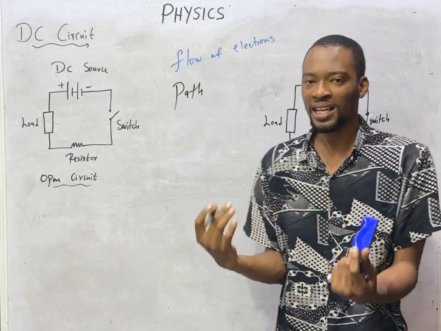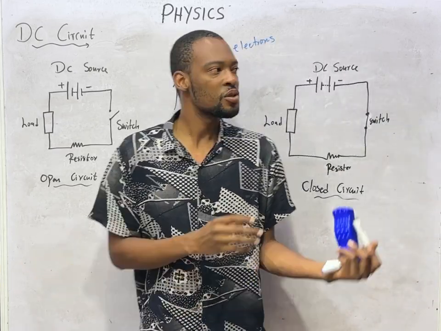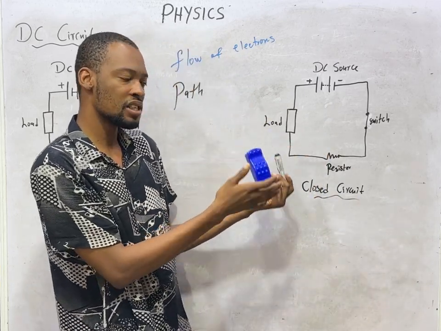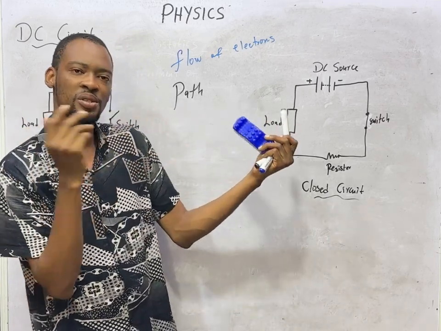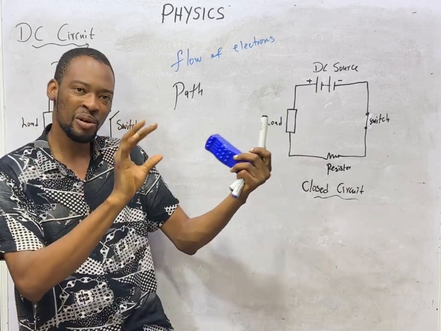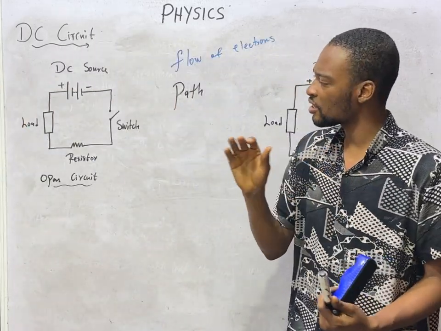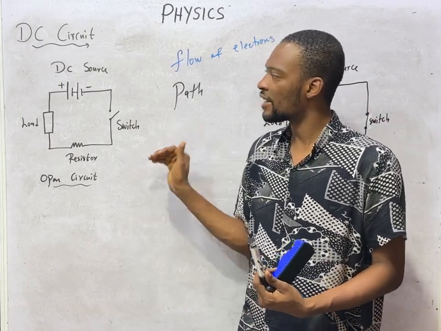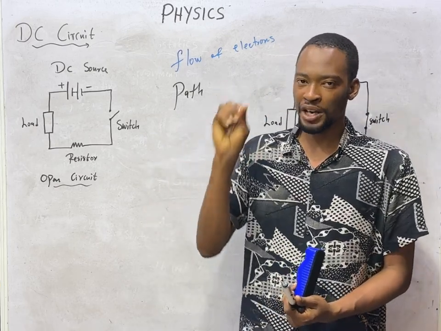Current requires a path to flow. In your homes, you see wires, you see your fuse, you see your junction box, you see your television, you see your bulb, you see your switch. So all these are connections. They are pathways in which current flows. But for your house connection, the current that is flowing is alternating current, not direct current. What we are dealing with in questions is direct current, and direct current is generally, mostly, current from a battery.